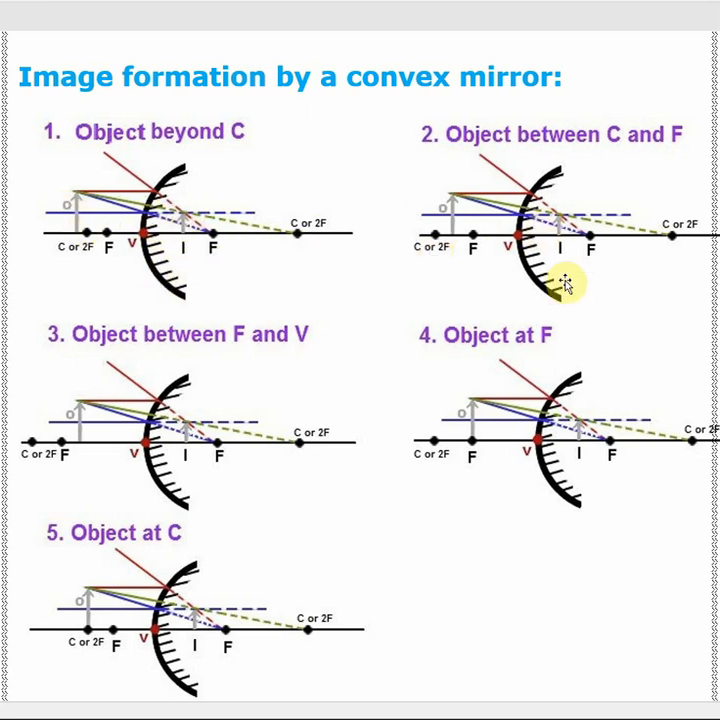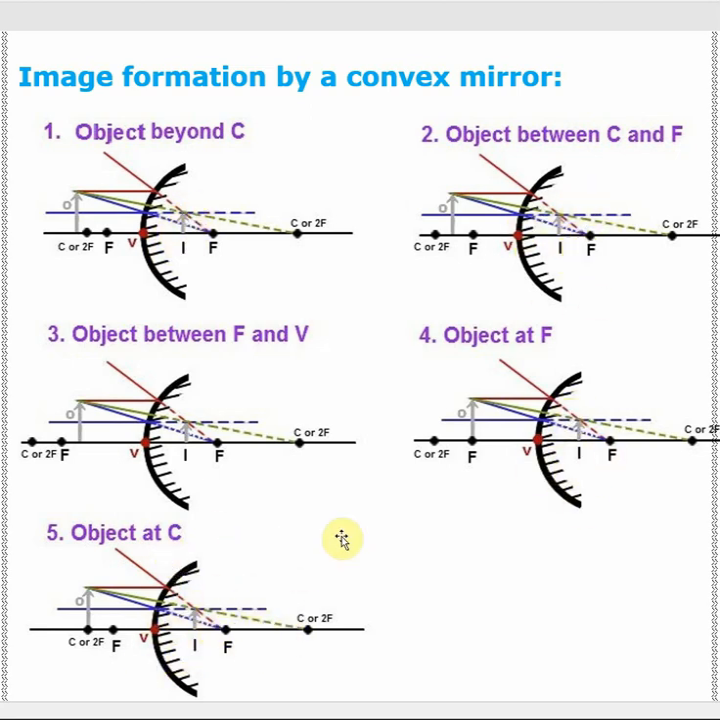All the images are same. You can see it's almost same. Objects are placed at different places. They are placed beyond 2f, between f and 2f, in this case between f and p, here at f and here also at c. So in all cases you can see images are formed, all look the same. It's a virtual, diminished image formed behind the mirror.